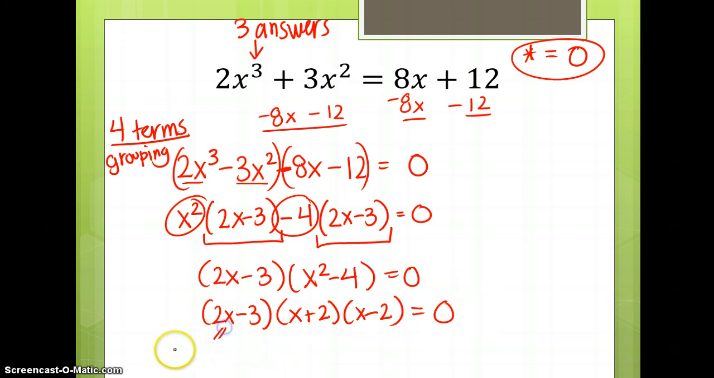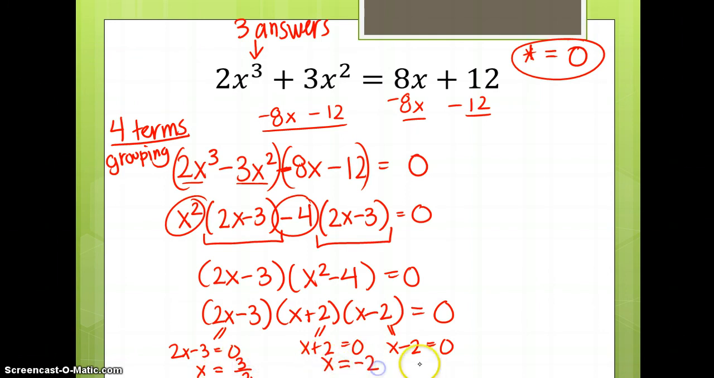So if we take each of our parentheses, 2x minus 3 equals 0, x plus 2 equals 0, and x minus 2 equals 0, we can figure out what values of x we have. So if we add 3 divided by 2, x is 3 halves. If we subtract 2, x is negative 2. If we add 2 to both sides, x is 2. So my answers, I have 3 of them. 3 halves, 2, and negative 2.